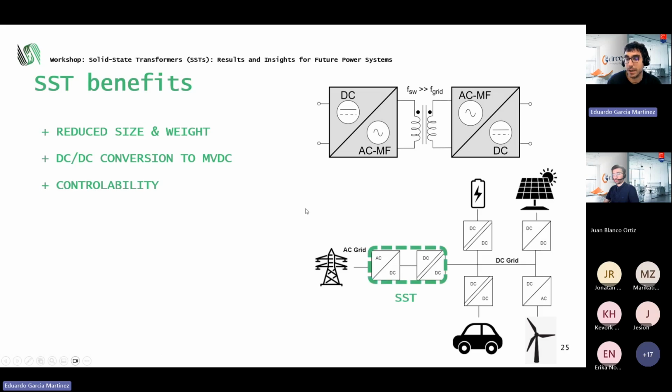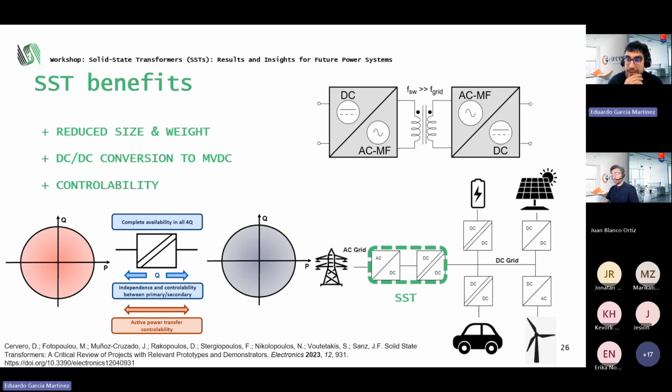For example, if we use an SST for the AC grid, if you want to interconnect the AC grid to a medium voltage DC line, or, for example, a data center, which is a very demanding infrastructure nowadays, this SST allows you complete control of the power, bidirectional power, and also the management of reactive power.